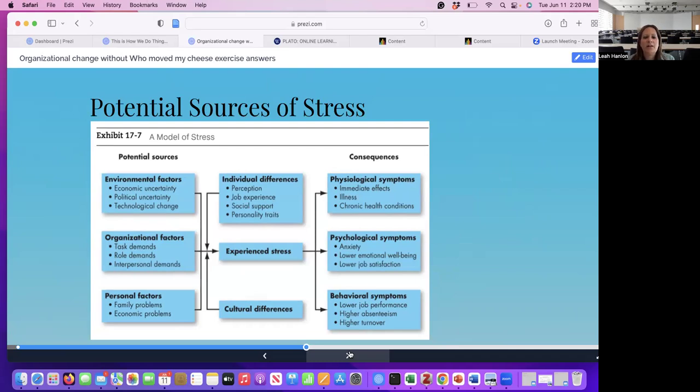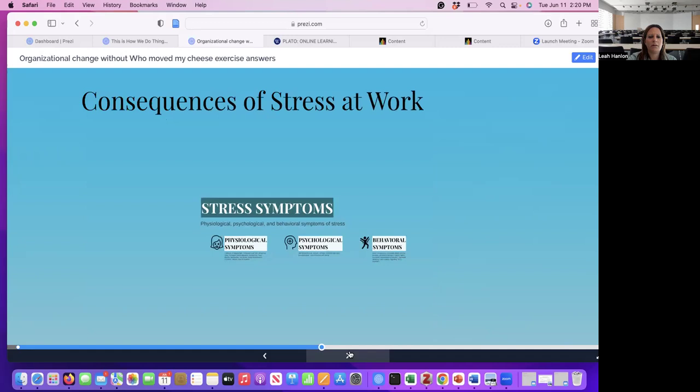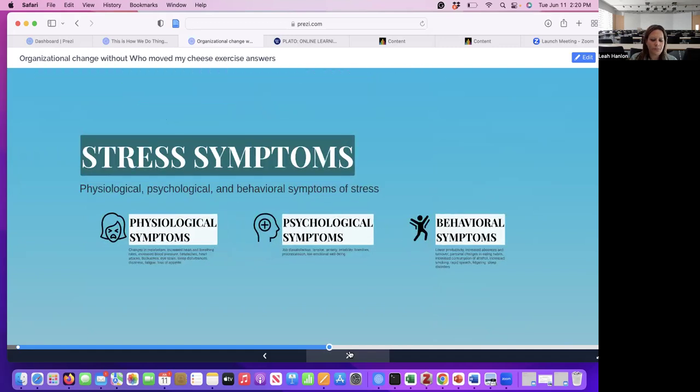Physiological symptoms. These consequences include immediate effects, long-term illnesses, and chronic health conditions. Psychological symptoms, including anxiety and lower emotional well-being and lower job satisfaction. And behavioral symptoms, including lower job performance, higher absenteeism, and higher turnover. There are multiple stress symptoms that include physiological, psychological, and behavioral symptoms.